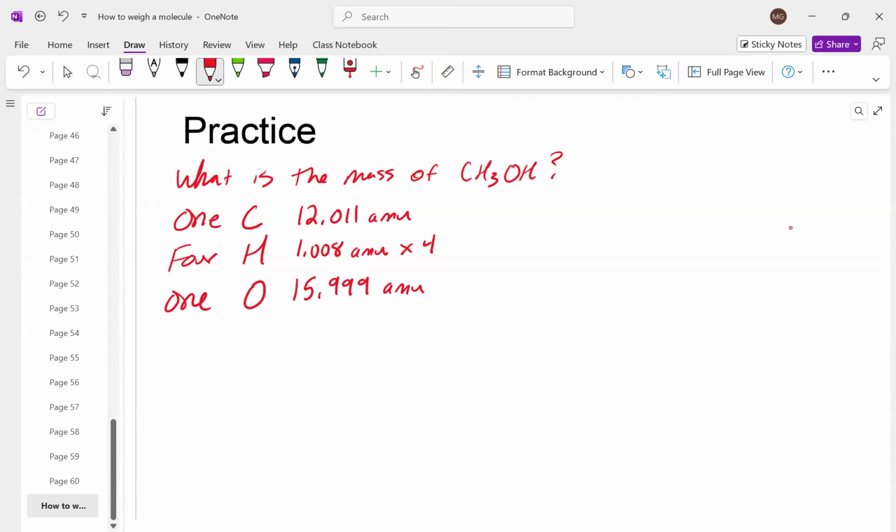So before I add these all up, I'm just going to finalize this calculation. The mass all the hydrogens contribute is 4.032 atomic mass units. So now I'm going to add up this number, this number, this number, put it all together.